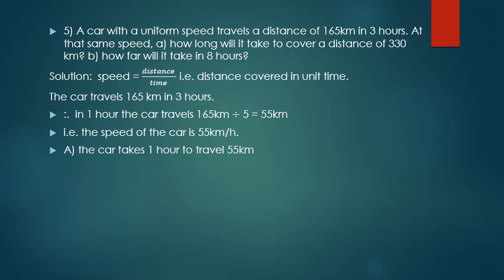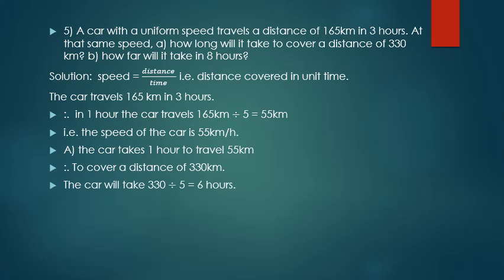Now, A part. What is the A part question? How long will it take to cover a distance of 330 kilometers? So, the car takes 1 hour to travel 55 kilometers. Therefore, to cover a distance of 330 kilometers, the car will take 330 divided by 55 equals 6 hours.